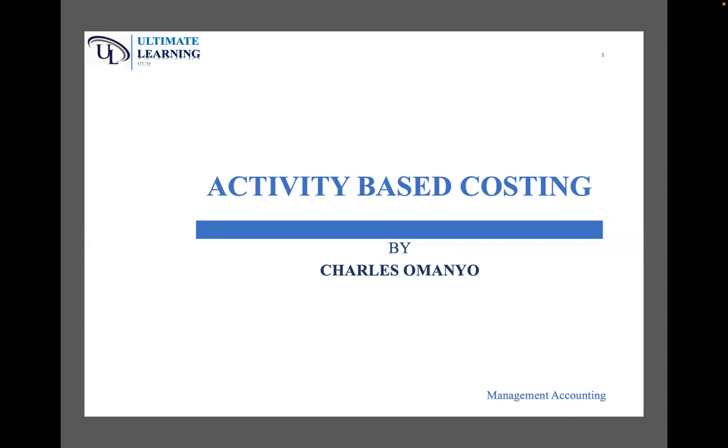Number one, we have what is known as activity-based costing. Number two, we have target costing. Number three, we have throughput accounting. Number four, we have product life cycle costing. Number five, we have environmental accounting. So we have different alternative costing techniques, but our focus for this session is on a technique known as activity-based costing.